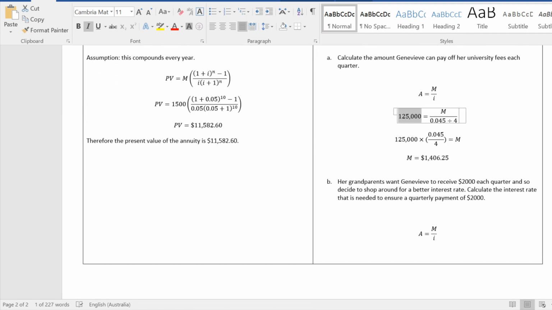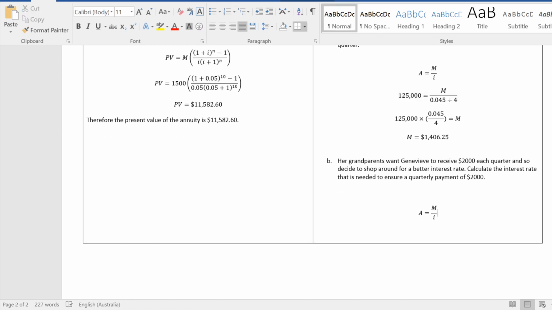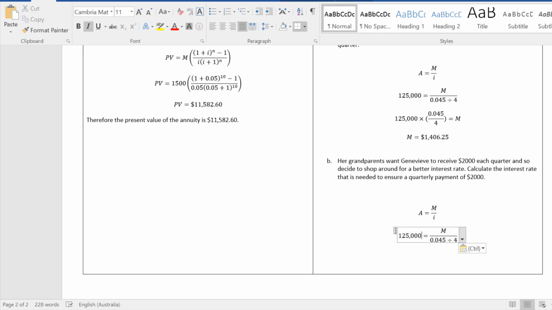Now, her grandparents want Genevieve to receive $2,000 each quarter, and so decide to shop around for a better interest rate. Calculate the interest rate that is needed to ensure a quarterly payment of $2,000. So again, we start with our A equals M over I formula. Now, the difference in this case is we still have $125,000.